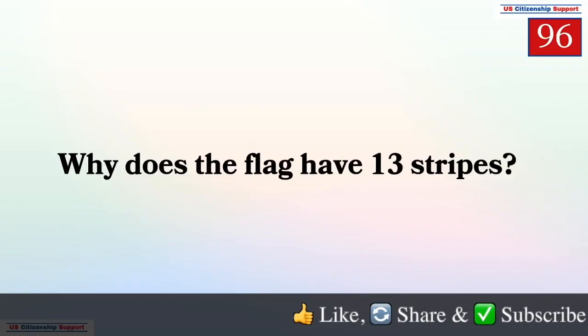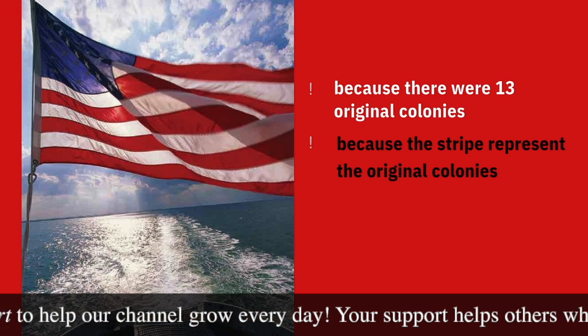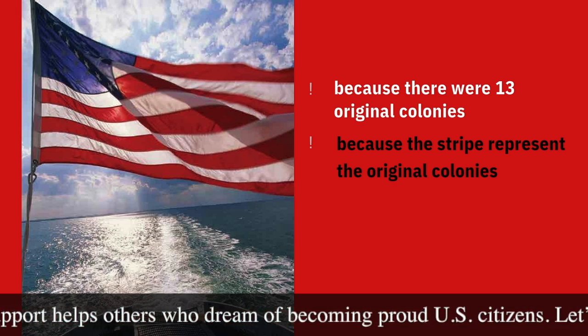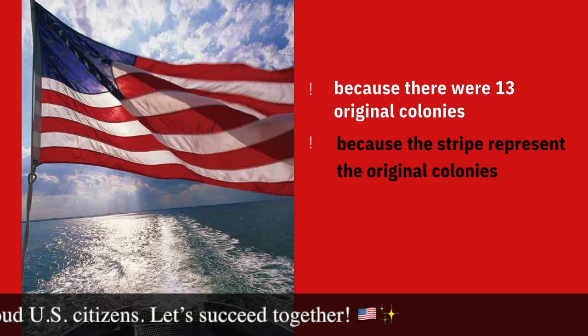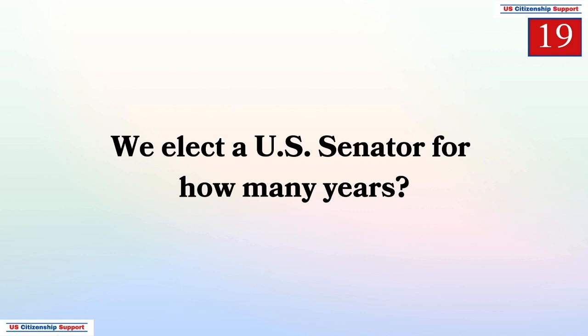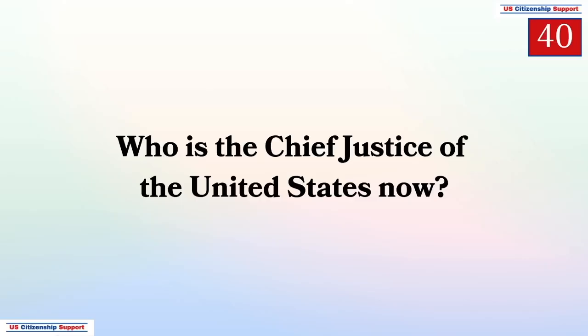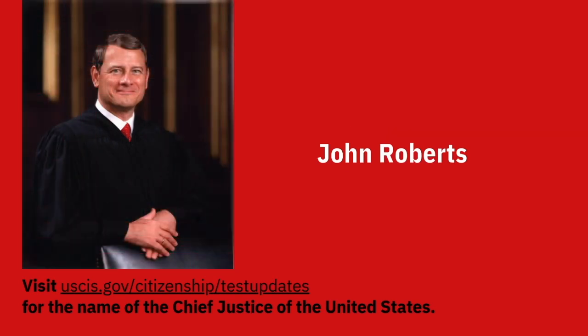Why does the flag have 13 stripes? Because there were 13 original colonies. We elect a U.S. Senator for how many years? Six. Who is the Chief Justice of the United States now? John Roberts.